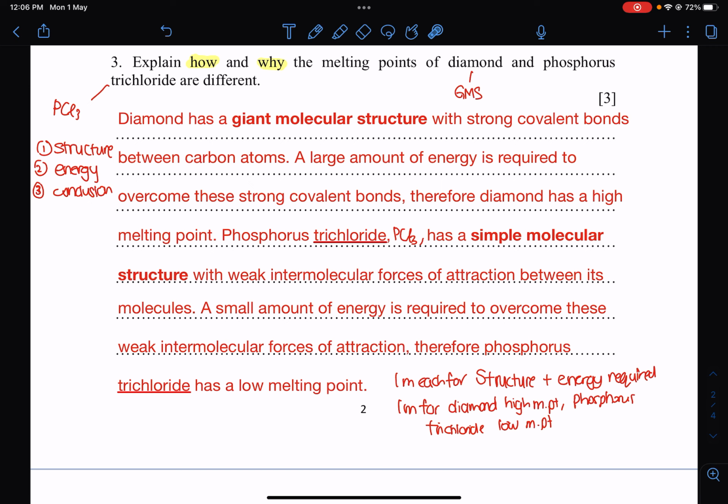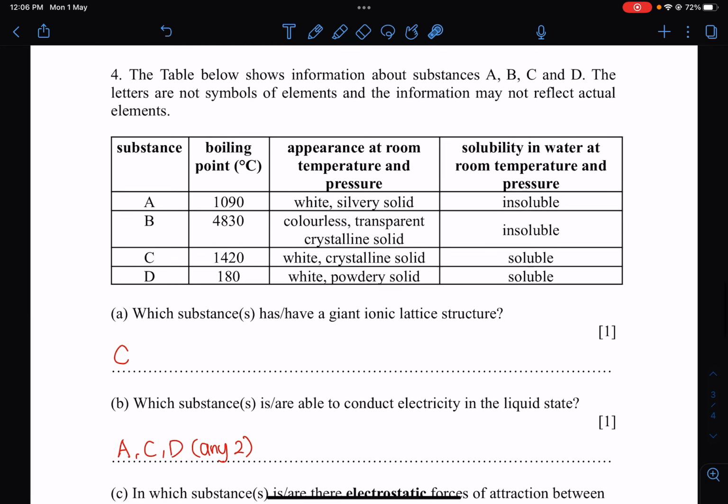What bonds are you trying to break? In this case it is a force, you're not breaking the bond. And lastly you tell me that a small amount of energy is required to overcome these weak intermolecular forces, therefore low melting point. That is it. You will get the 3 marks if you mention the structure and energy required for each, and then conclude that diamond has a high melting point and phosphorus trichloride has a low melting point. That is sufficient. Moving on to the last question.